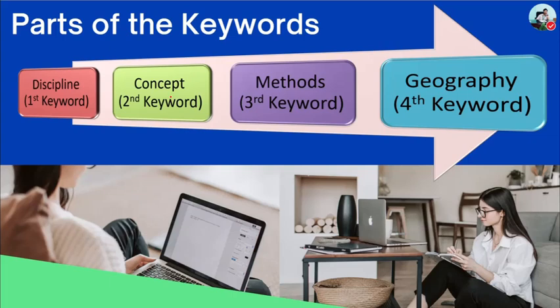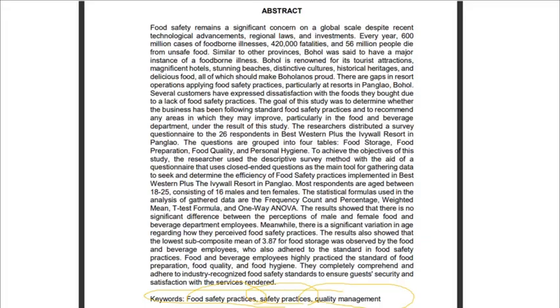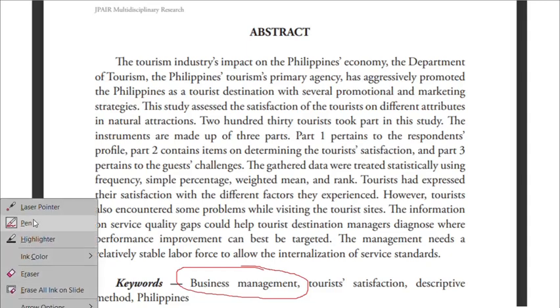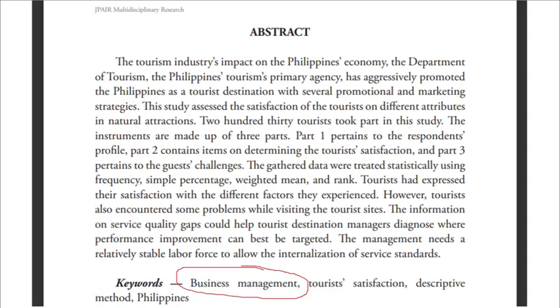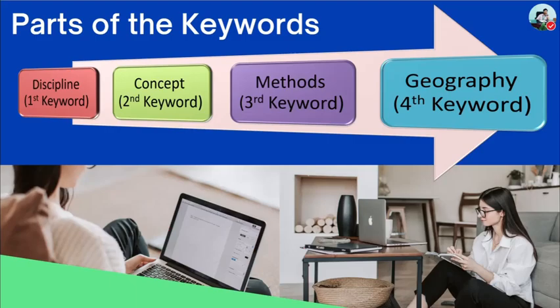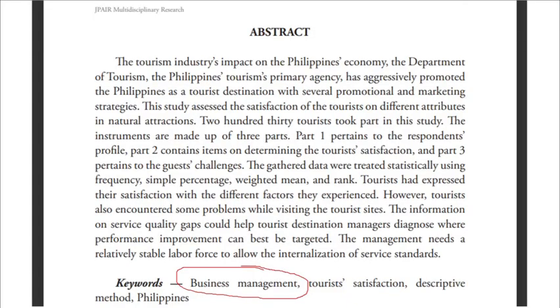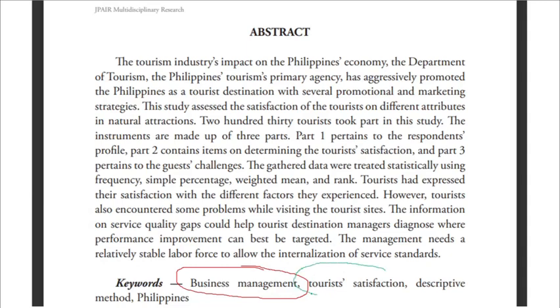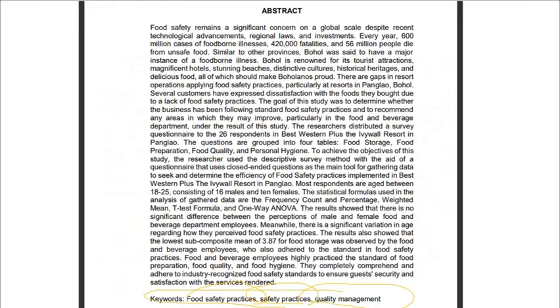Next is the concept. The concept of your study. So what is the concept under business management? We are going to use green color for the concept. We'll discuss tourist satisfaction. Okay, tourist satisfaction under the business management. So that is the second keyword.